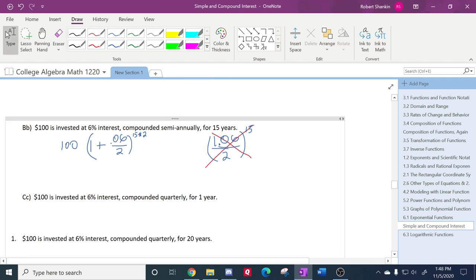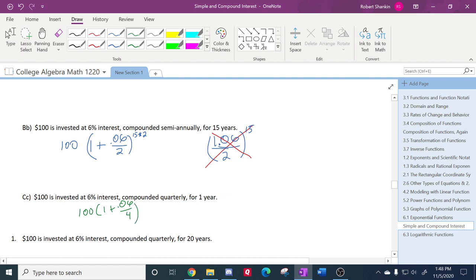And then for part C, let me call on group 6. What do you have for part C? For C, I got 106.14. How'd you get to 106.14? Did 100 times 1 plus 0.06 over 4 to the 4th power. Over 4 raised to the what power? 4th. Pardon? To the 4th power? Okay. That is it. Okay.